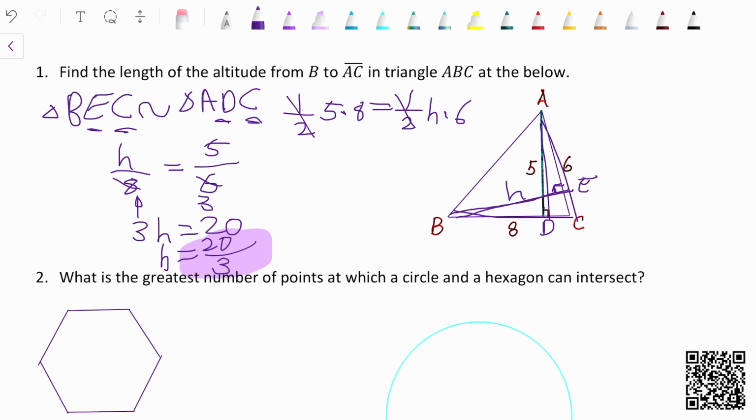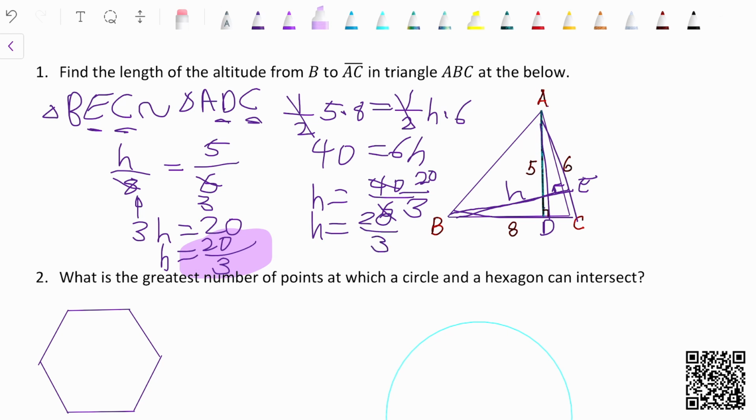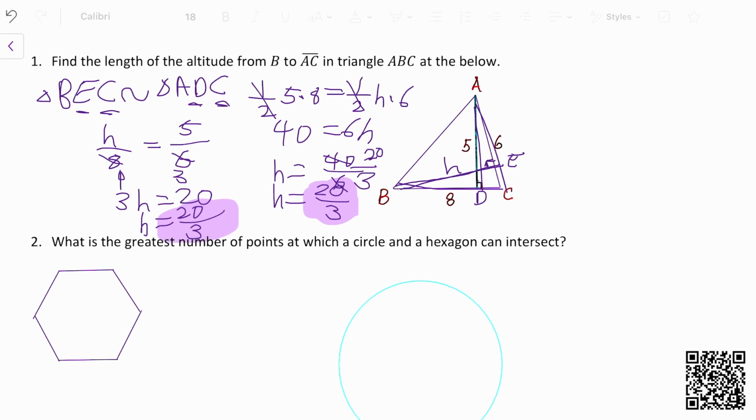And now we just get 5 times 8 is equivalent to H times 6. Therefore, 40 is equivalent to 6H. Therefore, H is equivalent to 40 over 6. And if we simplify this, we'll still get 20 over 3. And they share the same answer, but they are just two different methods. You guys can choose your favorite, whichever one's more efficient in your situation. Like I mentioned, the area one is usually more conventional, but the similar triangle one is also used quite often.